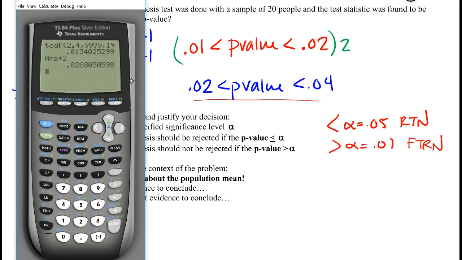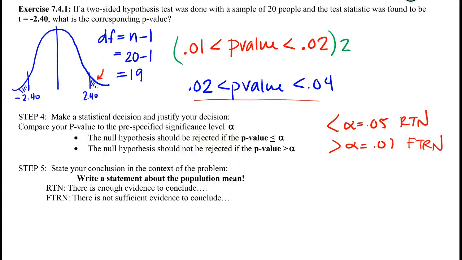There are calculators online that you can just type in your t and it'll give you what your p-value is. But yeah, so there's a lot of ways to do this. And of course, if you use t-test, it's going to pop out your t and your p-value. You're not even going to have to think about looking it up.